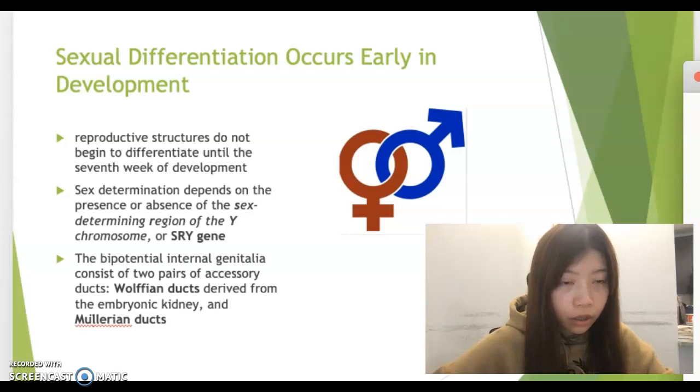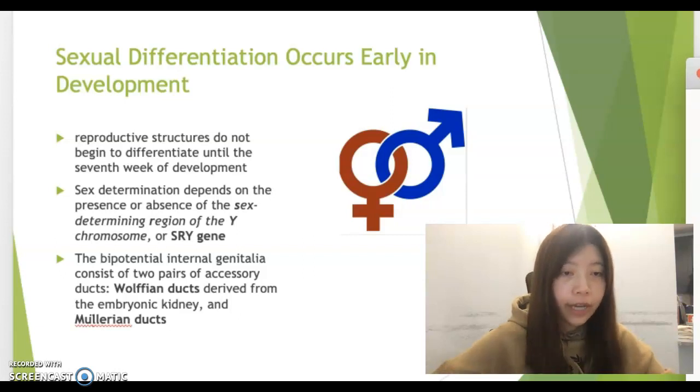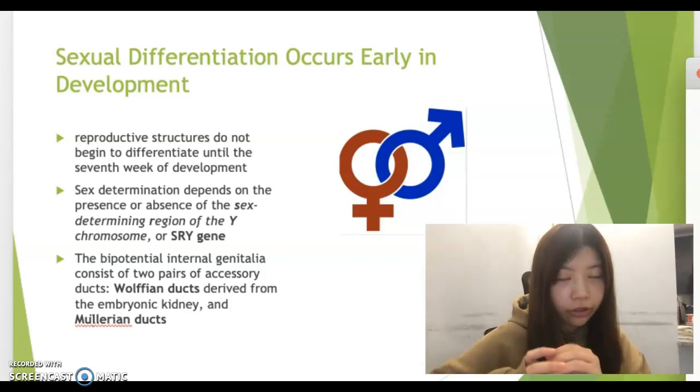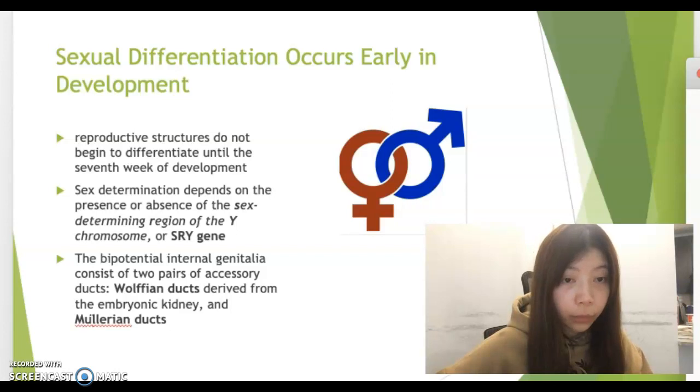The sex of an early embryo is difficult to determine because reproductive structures do not begin to differentiate until the 7th week of development. Before differentiation, the embryonic tissues are considered bipotential because they cannot morphologically be identified as male or female. The bipotential gonad has an outer cortex and an inner medulla. Under the influence of the appropriate developmental signal, the medulla will develop into a testis. In the absence of that signal, the cortex will differentiate into ovarian tissue.